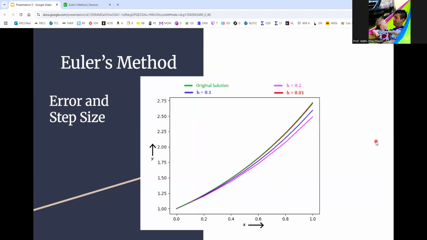Now we can control the error a little bit with the choice of step size. The graph here shows the exact solution in green, and our largest step size in pink of 0.2. If we cut that in half to 0.1, we get closer. And then if we cut that by 1/10 to 0.01, we get almost indistinguishable from the solution. So that's one thing we can do, is just decrease the step size to decrease the error.